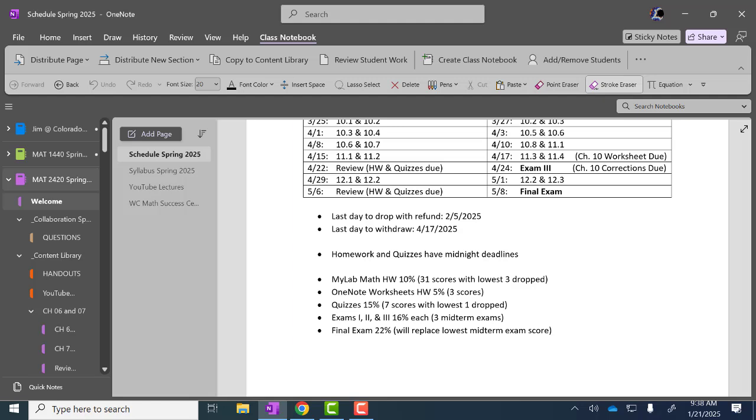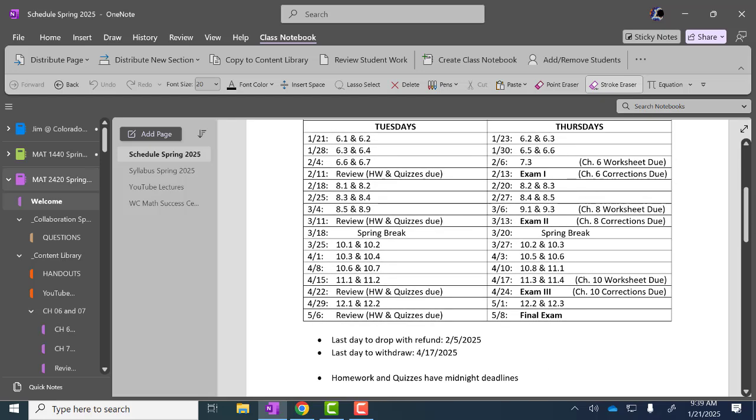The worksheets. So the worksheets are 5%. There's going to be 3 scores. Those are done in OneNote. Due dates are right here, February 6th, just Chapter 6, not Chapter 7. Second unit, just Chapter 8, not Chapter 9. And then down here, Chapter 10 worksheet, none on Chapter 11. So it's set up this way. The worksheets are supposed to be sort of basic skills types of things, not super in-depth problems, more very important skills that you build on to do the more complicated and more abstract work.